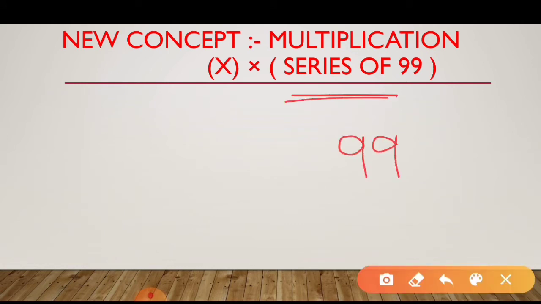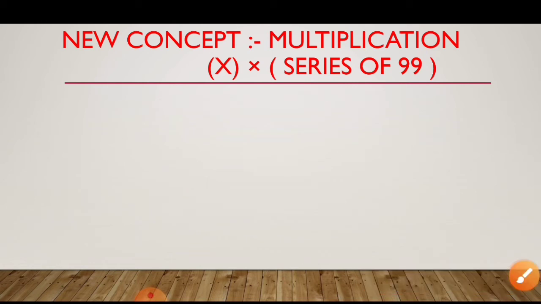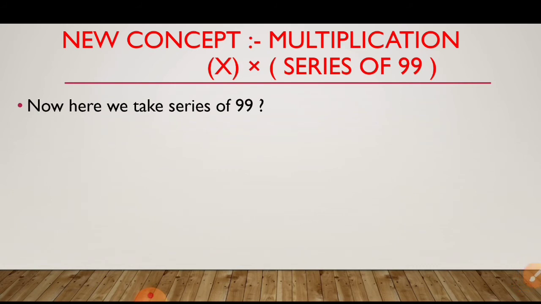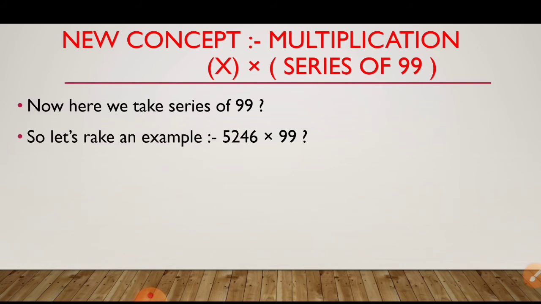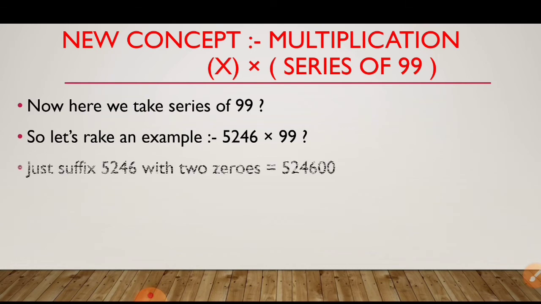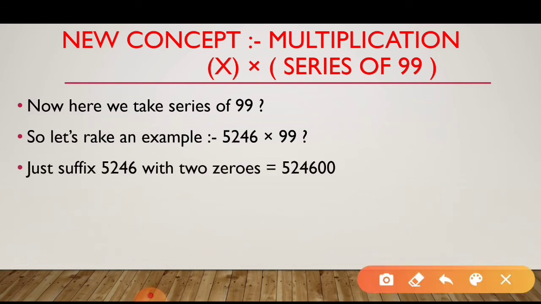Okay, now here in this question, in the previous sums we learned how to multiply series by 9, but here series by 99. Means any digit multiply by 99. Okay, so let's take one example. Now here we have to take series of 99. So here the example is 5,246 into 99.